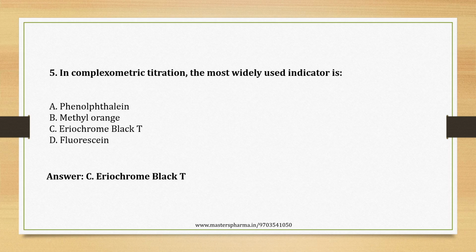Here we see the other options. Phenolphthalein is used in acid base titrations, not in complexometric titrations. Option B, methyl orange, is also used for acid base titrations, not in EDTA titrations. Option D, fluorescein, is used in precipitation titrations, not in complexometric titration. The next question.